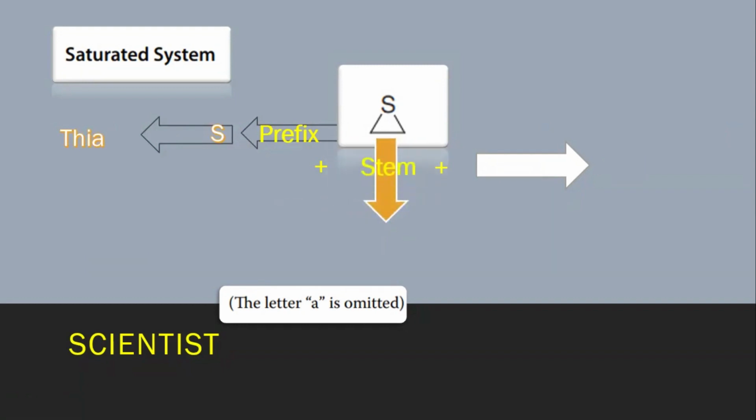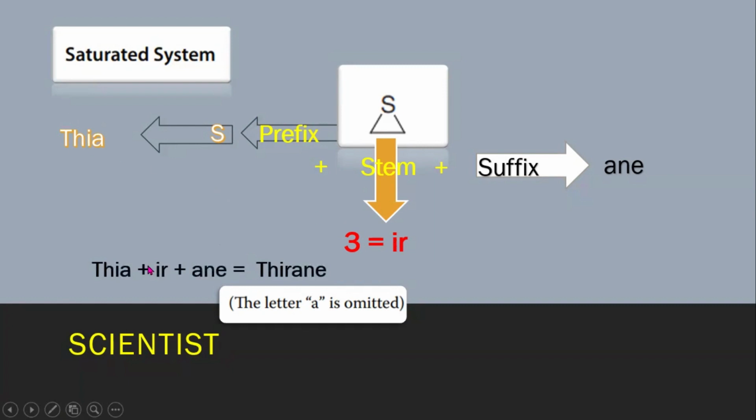What should you expect? We expect ir, for a 3 member ring. What do you expect here? We expect N because it's a saturated system, not nitrogen containing. So what will the name be? Thi for sulfur, ir for 3 member ring, and N for saturated system without nitrogen. Thiirane. The last letter is omitted or removed simply.